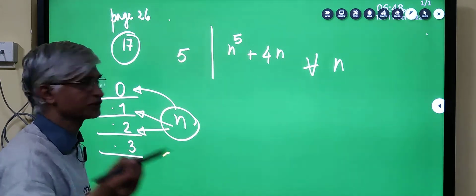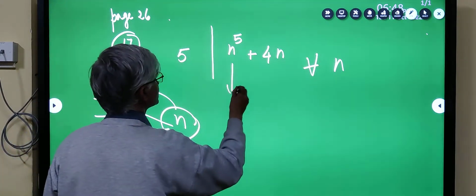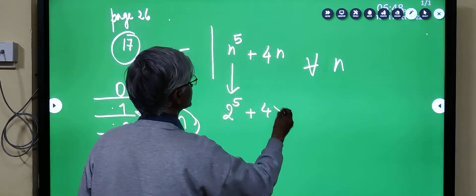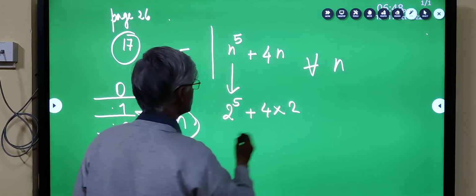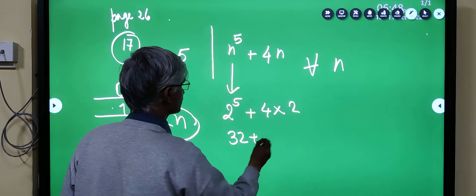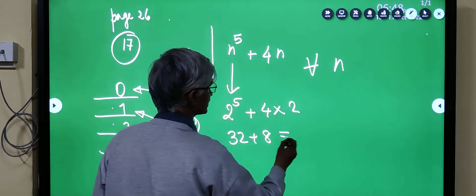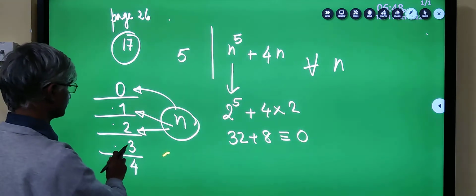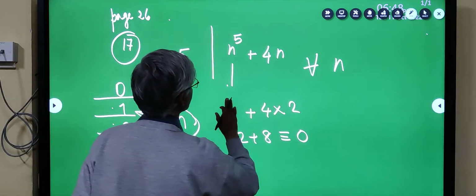The previous two we can do similarly. So this becomes then 2 raised to 5 plus 4 into 2. This is 32 plus 8, which is 40, which is nothing but 0 when you divide by 5. Okay, so now let me do n is equal to 3.